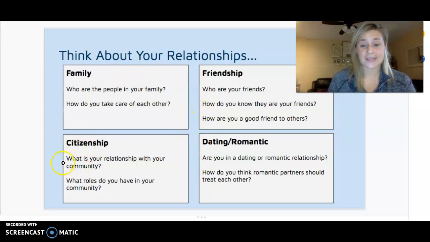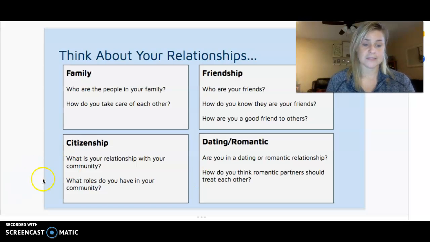Citizenship. What is your relationship with your community? What roles do you have in your community? Dating or romantic relationships. Are you dating or in a romantic relationship? How do you think romantic partners should treat each other?